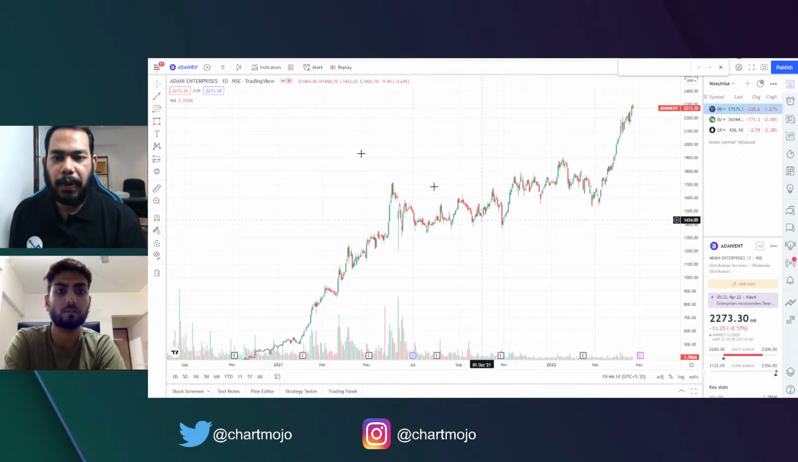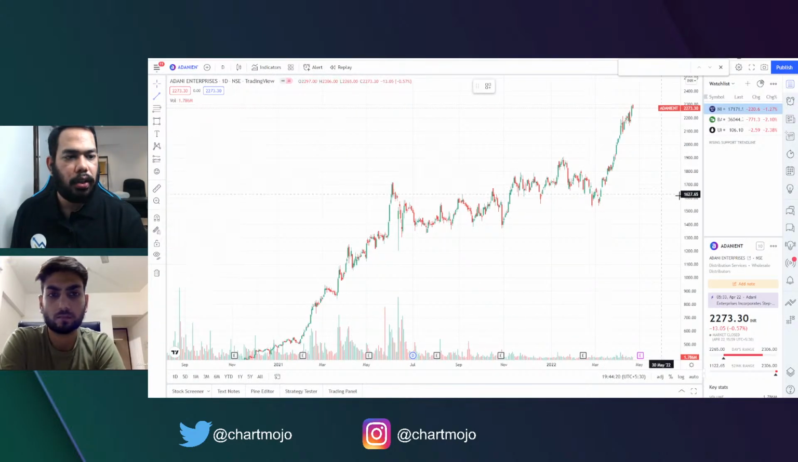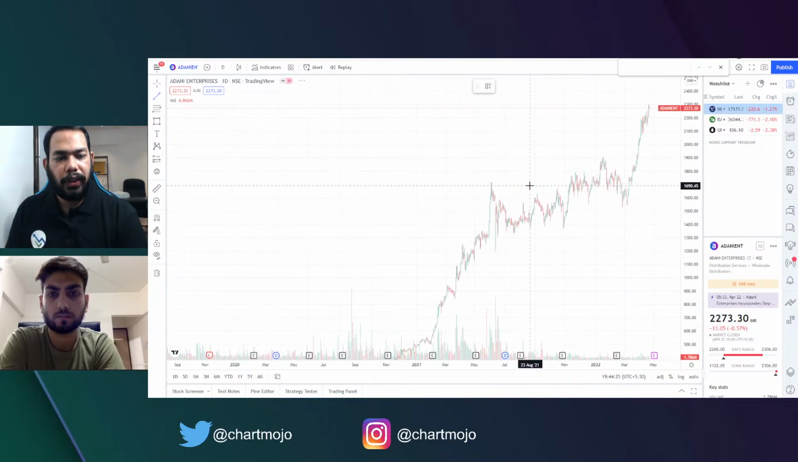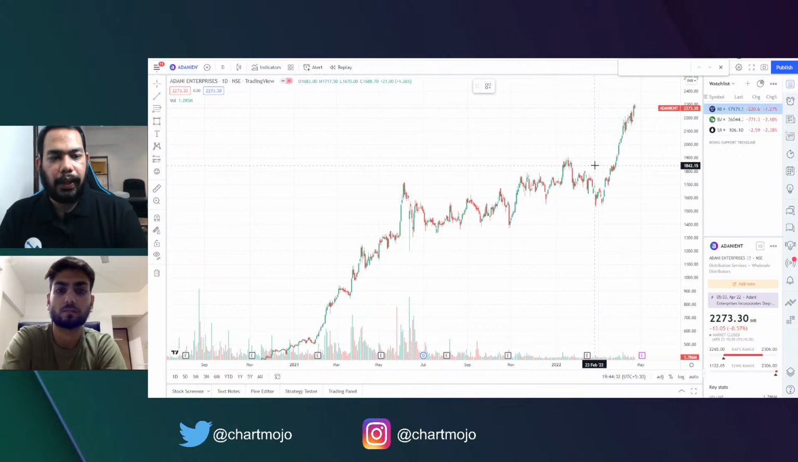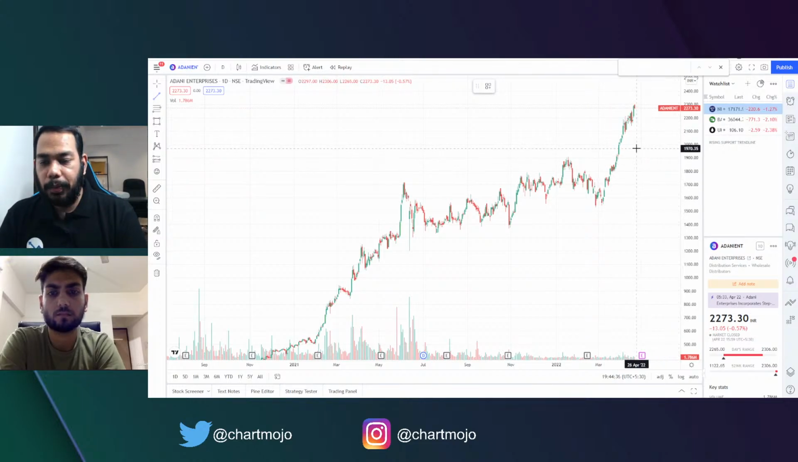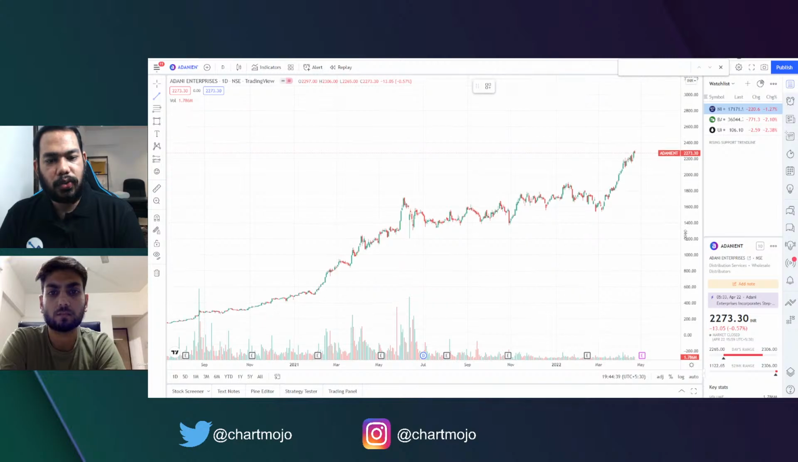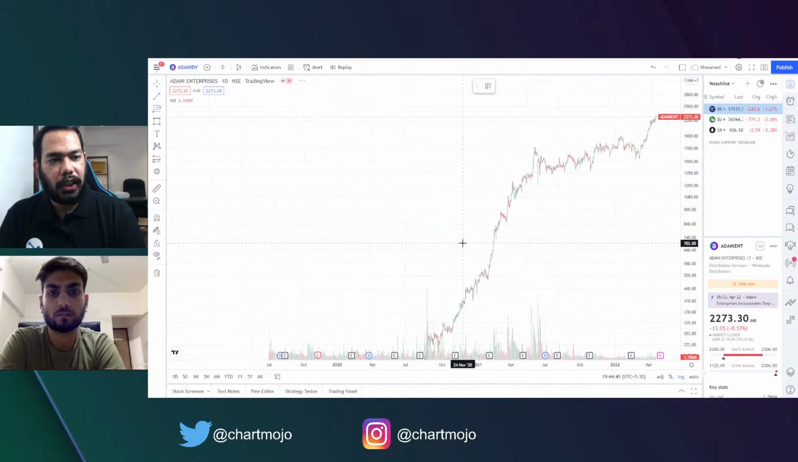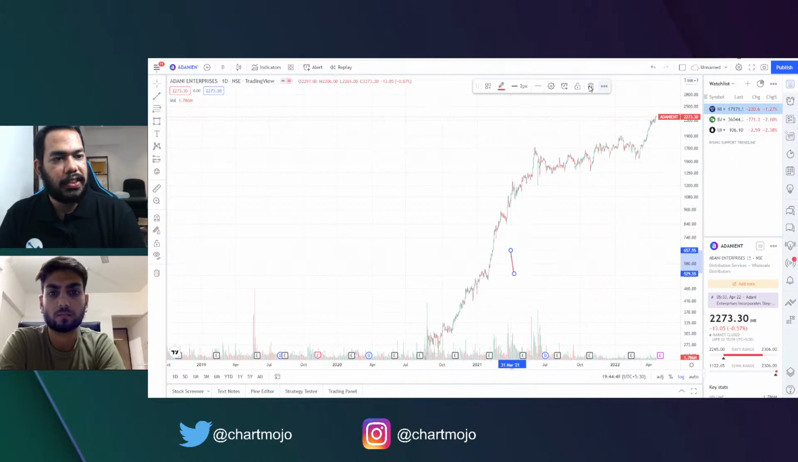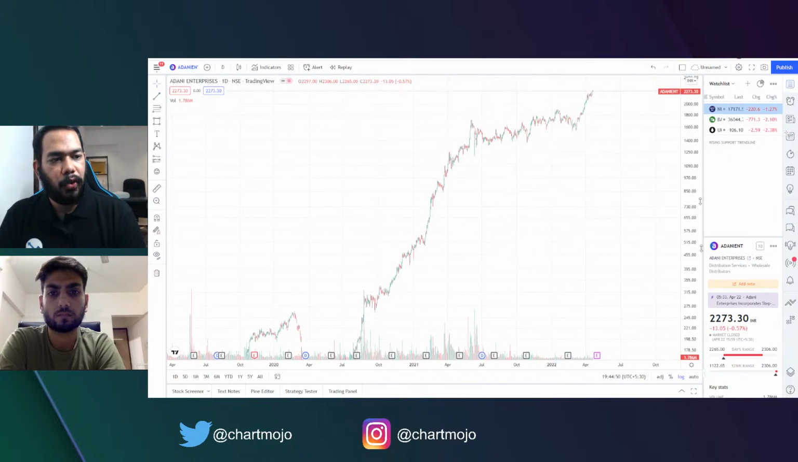See now, Adani Enterprise is going up. You can see it is making a good rally here after around 9 months. See, now what one must do. This is a very high momentum counter. I will show the chart of this very high momentum counter.